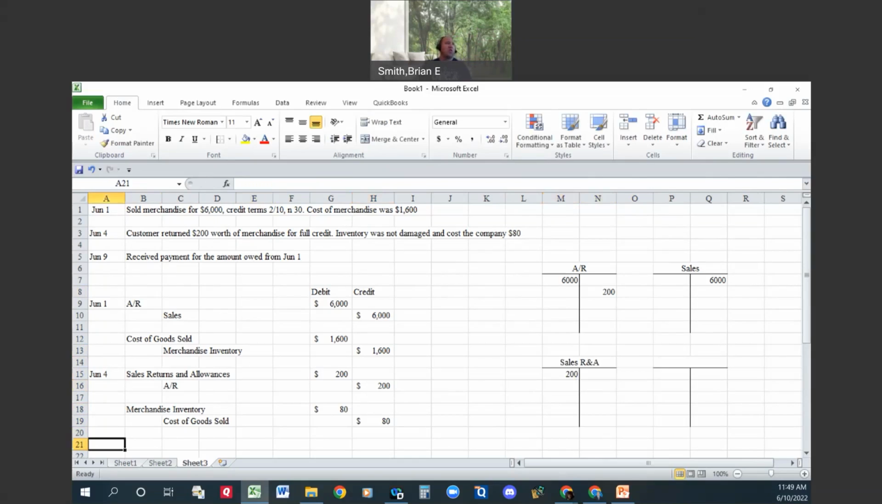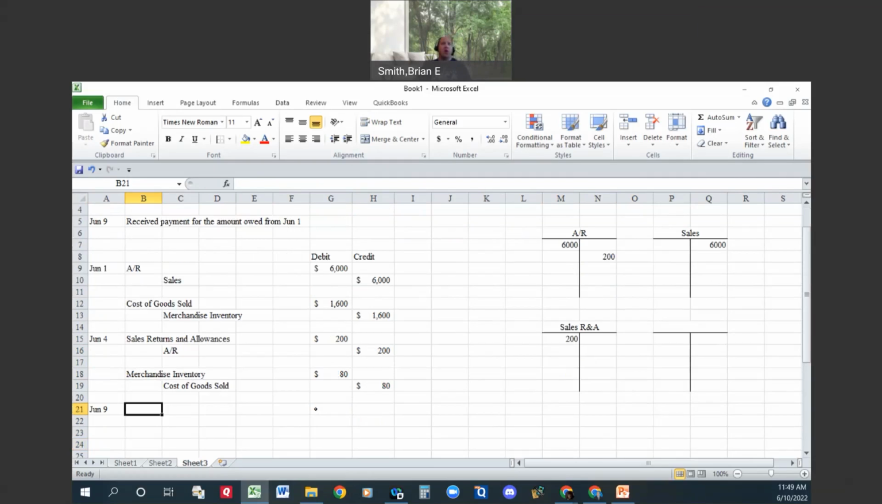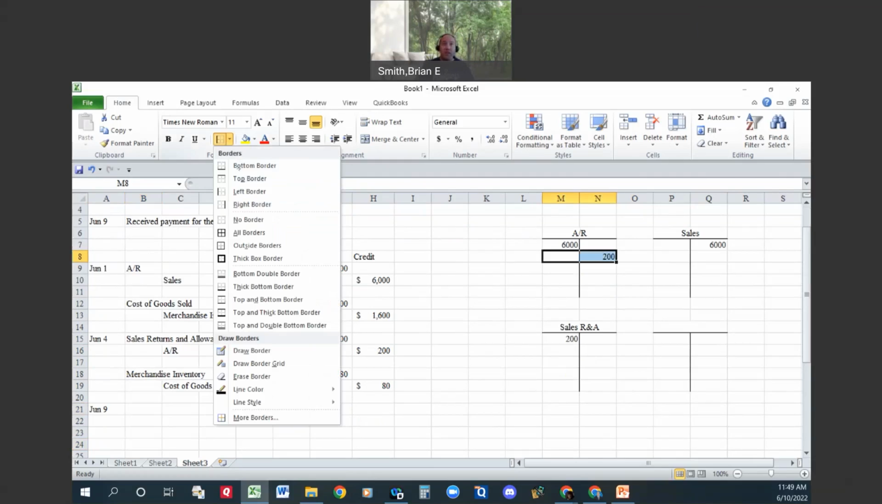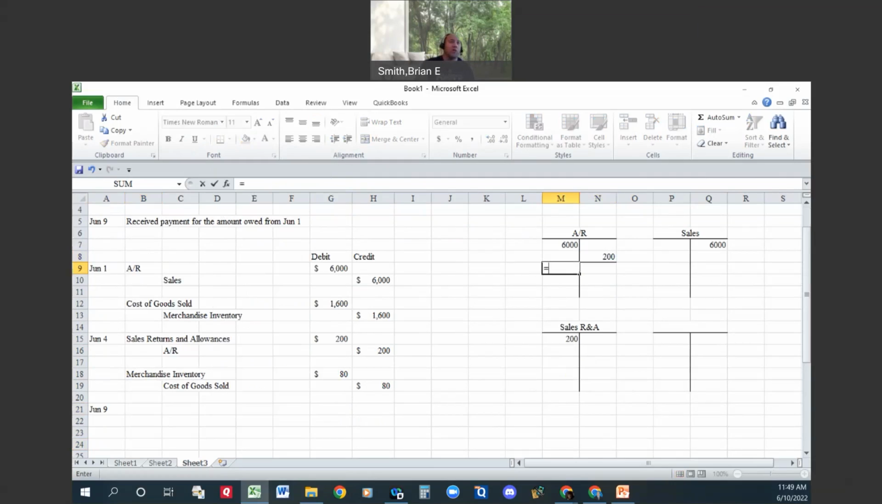And then on June 9th, we received payment for what we were owed. First of all, let's find out how much they owe us. It's 5,800, I know, but we got to do the math. So we're going to come over here and credit our accounts receivable for 5,800 because they no longer owe us the money.